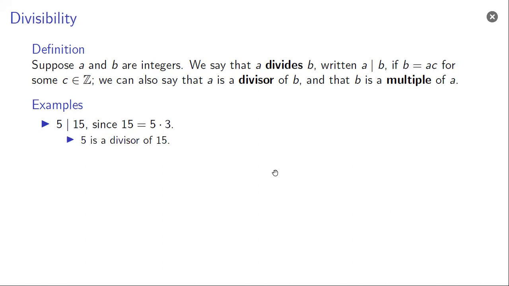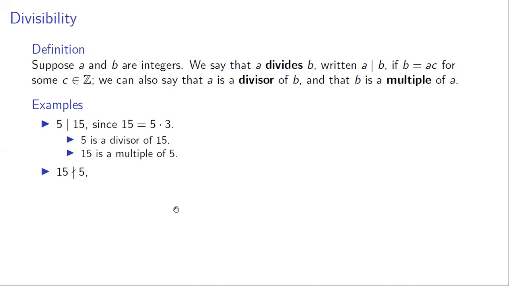Now, since 5 divides 15, we also say that 5 is a divisor of 15. We can also say that 15 is a multiple of 5. Notice the numbers are now switched around. 15 is a multiple of 5. But 15 does not divide 5. So 5 divides 15, but 15 does not divide 5. The order matters. This symbol means does not divide.